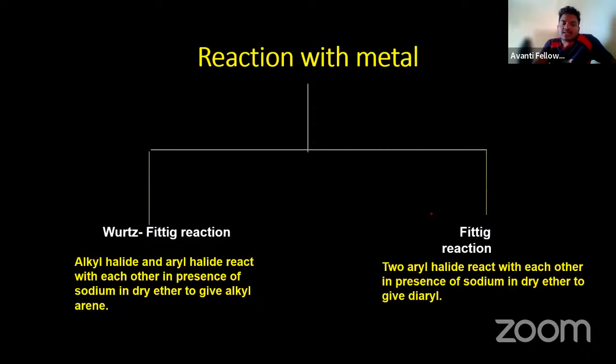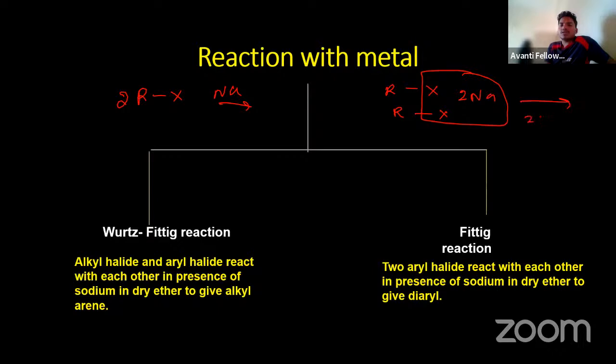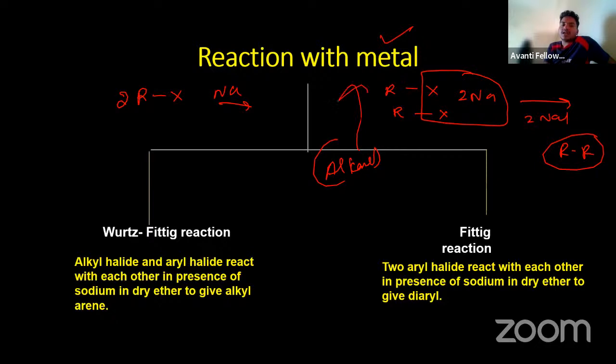Okay, next, reaction with a metal: Wurtz reaction and Wurtz-Fittig reaction. Simple. What is the Wurtz reaction? You take 2 moles of RX. If you are reacting with sodium, you take 2 moles of sodium, then they will both give 2 NaCl, and R and R combine to form R-R. So ideally, whenever we react with a metal, this helps in the formation of alkanes.